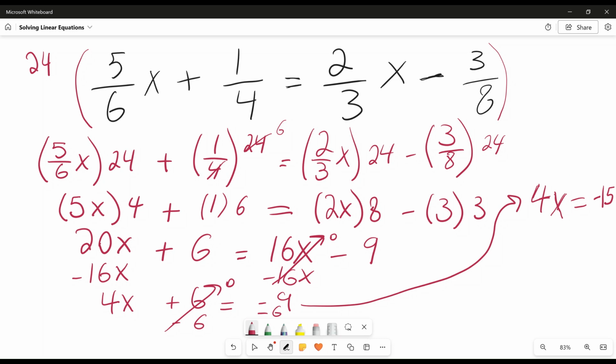Now my x is still not isolated. I have that multiplied by 4. The opposite of multiplication is division. So I'm going to divide everything by 4. So my final answer is going to be x equal to negative 15 over 4. That's my final answer.